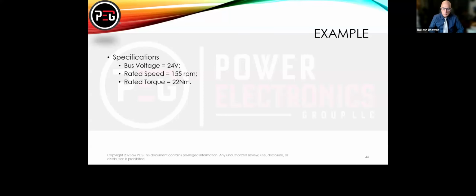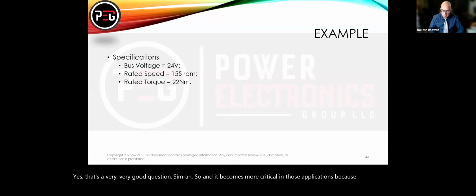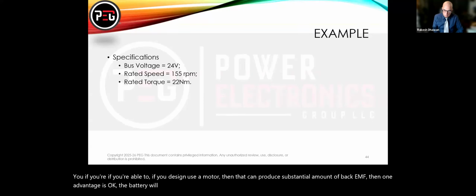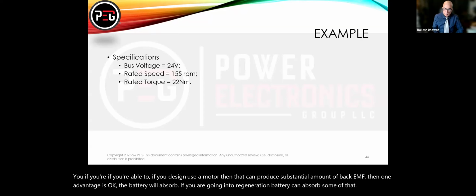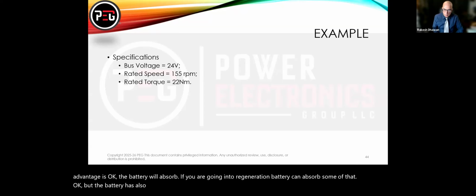Yes, that's a very, very good question, Simran. It becomes more critical in those applications because if you use a motor that can produce a substantial amount of back EMF, then one advantage is that if you are going into regeneration, the battery can absorb some of that. But the battery also has limitations. A lithium ion battery cannot absorb limitless regeneration. Lead acid batteries cannot absorb limitless regeneration.